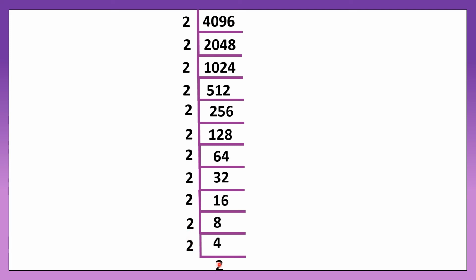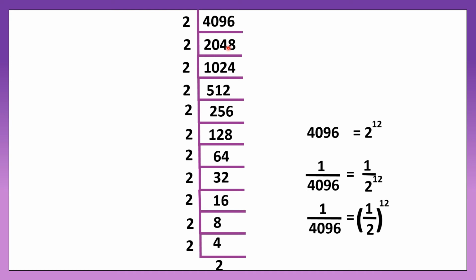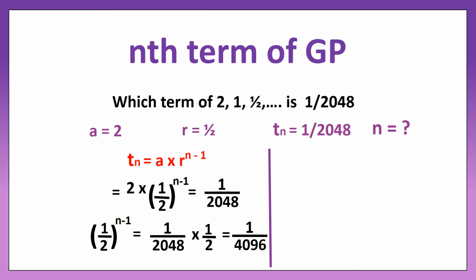So 2 raised to 12 is equal to 4096. 4096 is equal to 2 raised to 12. So 1 by 4096 will be equal to 1 by 2 raised to 12. And that can also be written as 1 by 2 whole raised to 12. Now we can apply that value in this problem. 1 by 4096 is equal to 1 by 2 the whole raised to 12, and that is equal to 1 by 2 the whole raised to n minus 1.